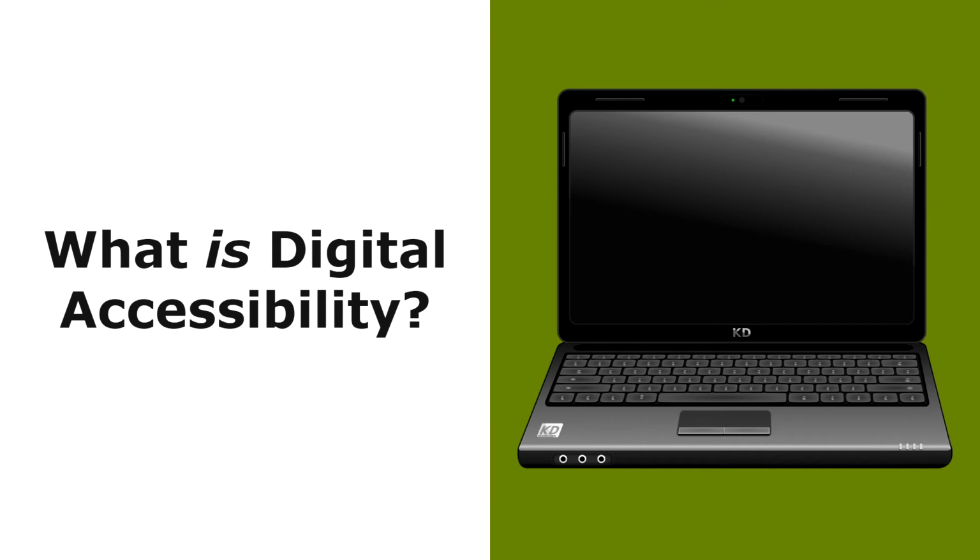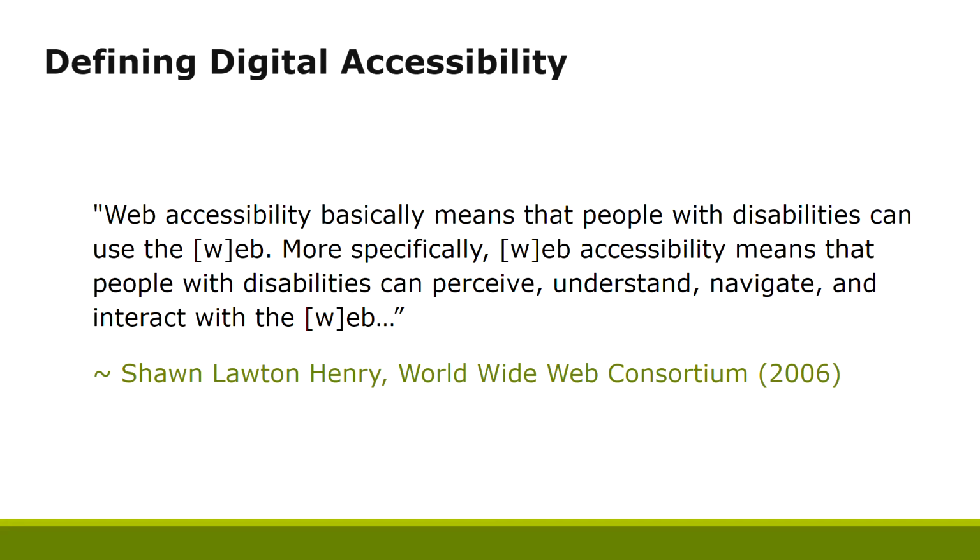Digital, online, web, EIT, ICT, all of these descriptors apply to digital environments and resources that must be designed in a way that is both accessible and usable for people with disabilities who use alternative means of access, like adaptive technology. Sean Lawton Henry, a key contributor to the World Wide Web Consortium's Web Accessibility Initiative, defines web or digital accessibility as follows. Web accessibility basically means that people with disabilities can use the web. More specifically, web accessibility means that people with disabilities can perceive, understand, navigate, and interact with the web.